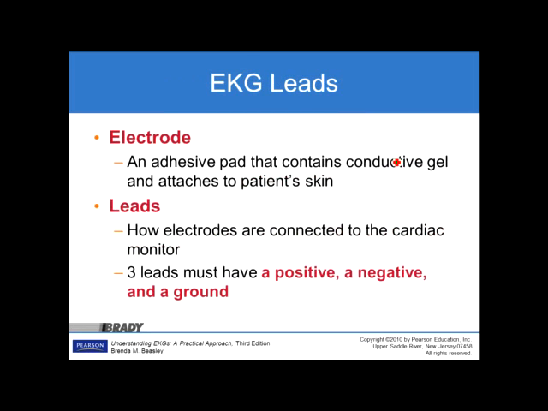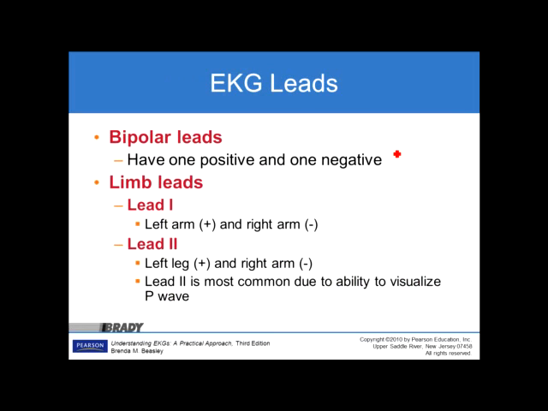EKG leads. An electrode is an adhesive pad that contains conductive gel and attaches to the patient's skin. And then leads are how electrodes are connected to the cardiac monitor. 3 leads must have a positive, a negative, and a ground. The bipolar leads have 1 positive and 1 negative. That's why they're called bipolar. They have 2 poles.